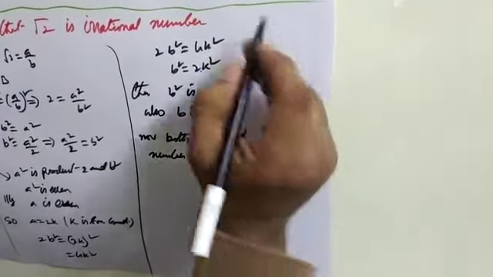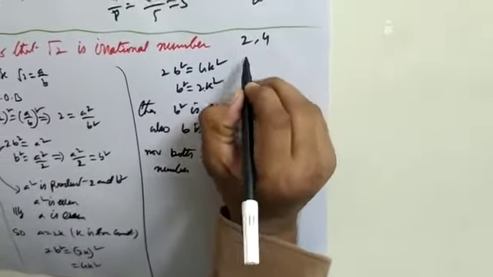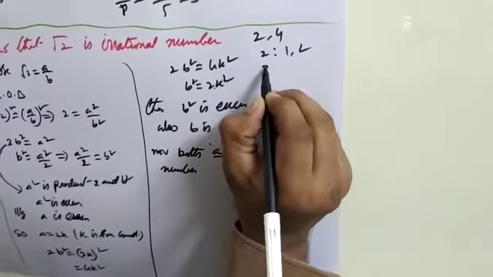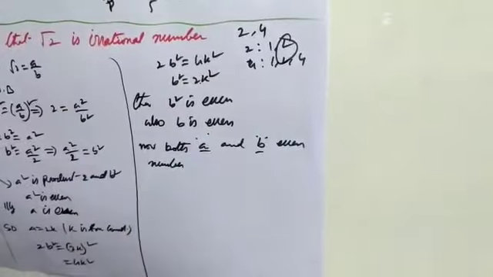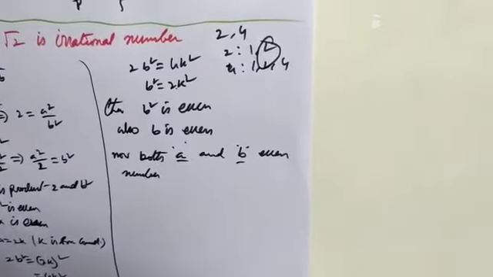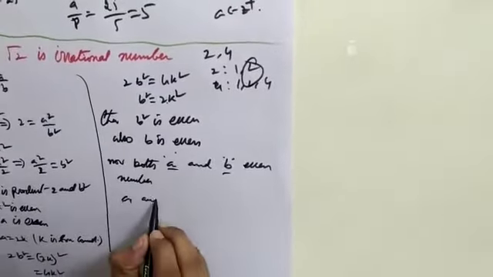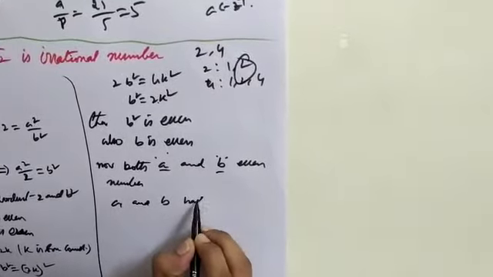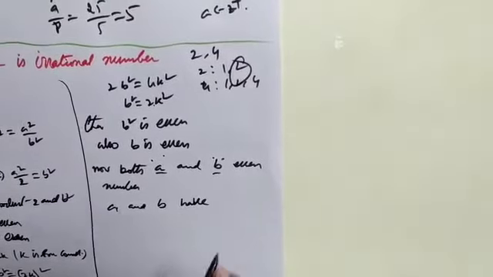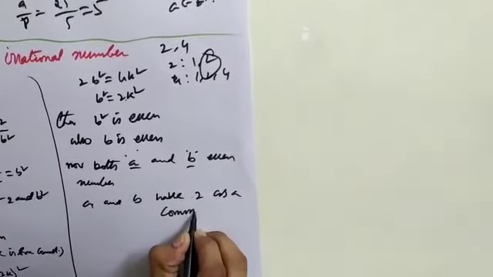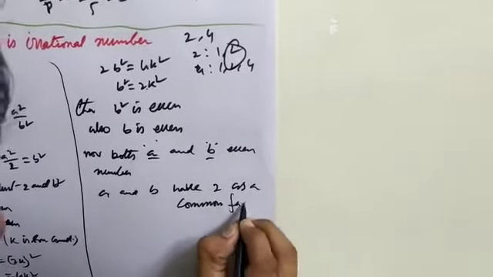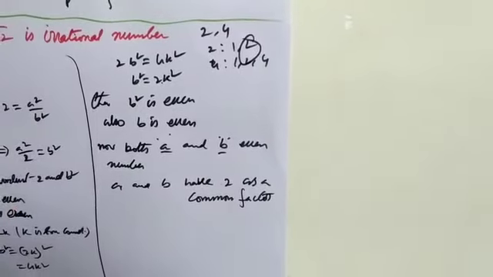What is the common factor? For example, 2, 4. What is the factor of 2? 1, 2. Factors of 4: 1, 2, 4. What is the common factor? Nearly 2. Like a and b have 2 as a common factor.